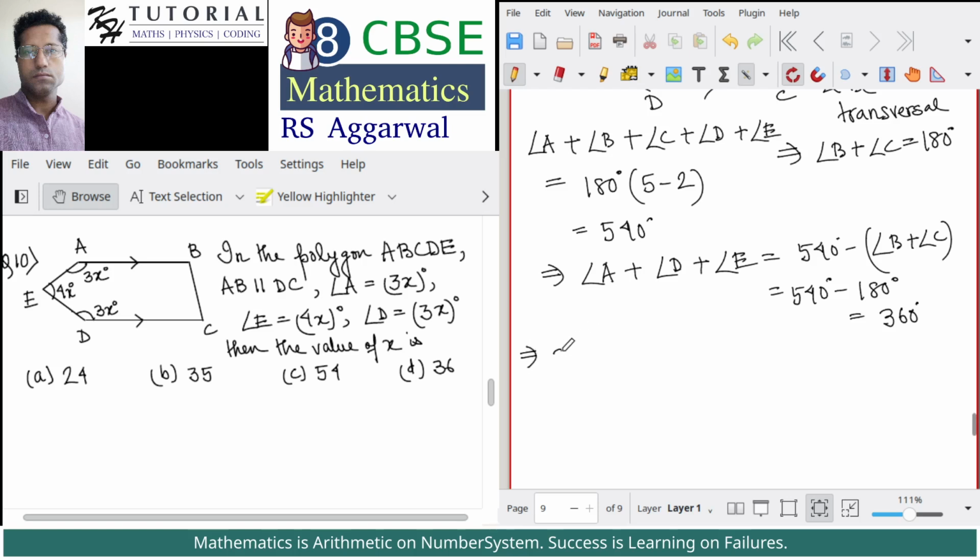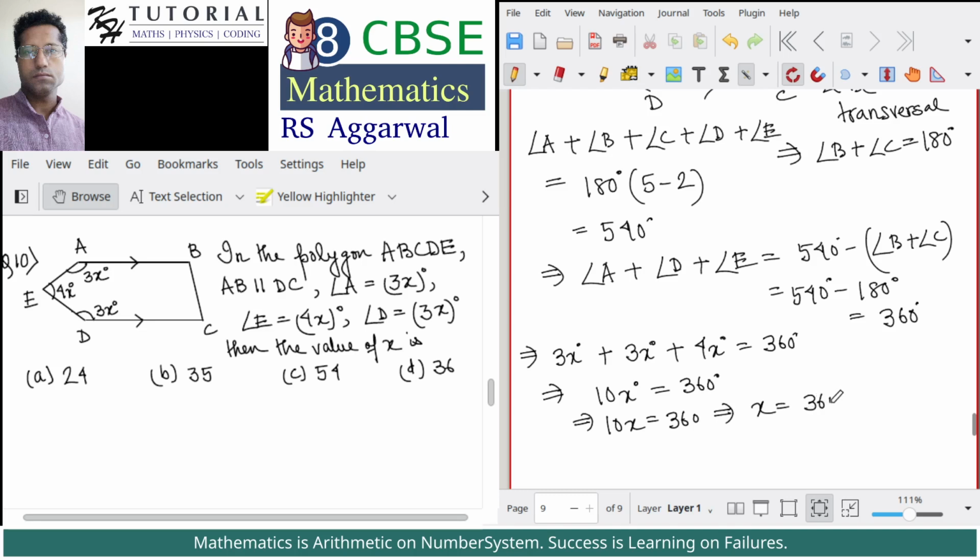So we have 3x degrees plus 3x degrees plus 4x degrees is equal to 360 degrees. This implies, simplifying the LHS, we have 10x degrees is equal to 360 degrees. So this implies 10x is equal to 360. This implies x is equal to 360 by 10, which is 36. So x is 36. Correct choice is D.